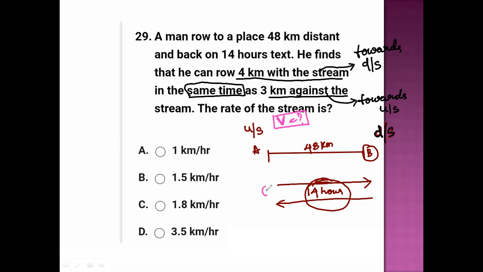They have given the total time. If I take t1 and t2, t1 is the time taken going from A to B, and t2 is the time taken from B to A. The total time given is 14 hours, and the distance given is 48 kilometers. They are also saying that when he is moving downstream, he will move 4 kilometer in the same time that he goes 3 kilometer upstream. That's what is given here.